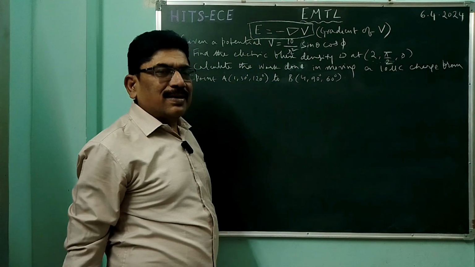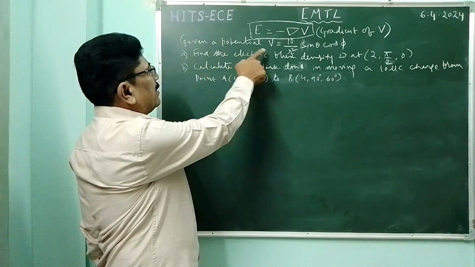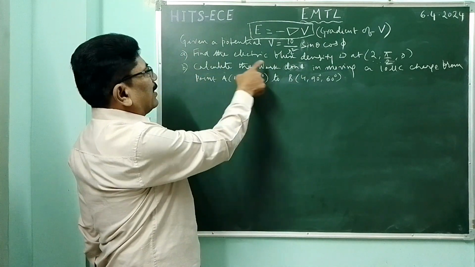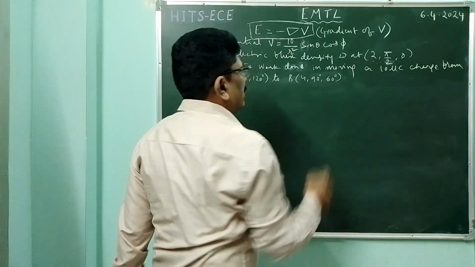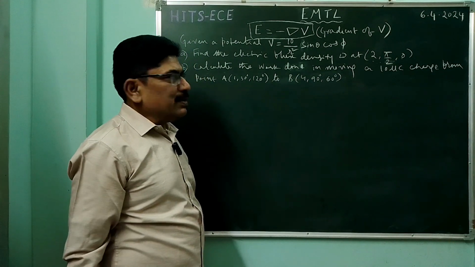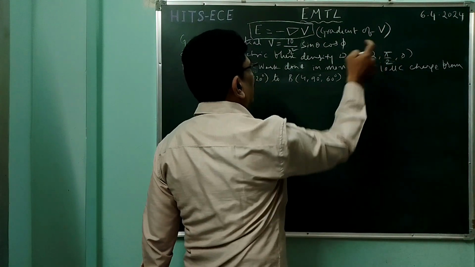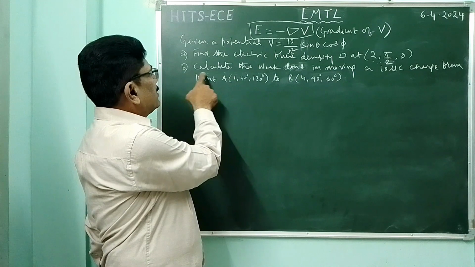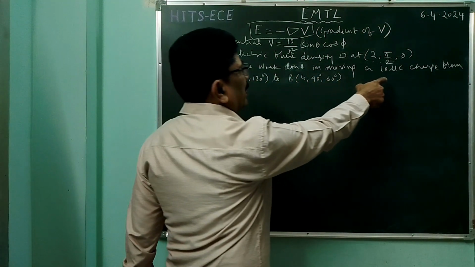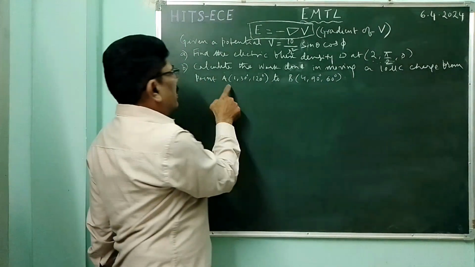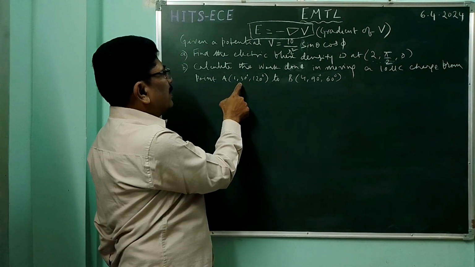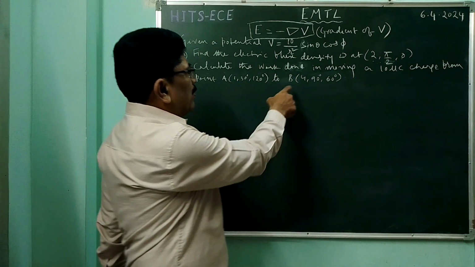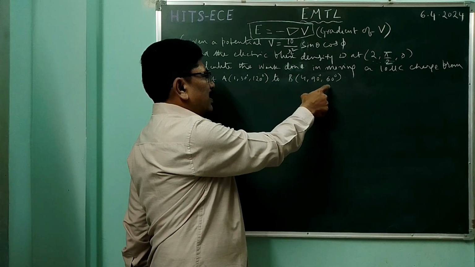E is equal to minus del V. Given a potential V is equal to 10 by r square sin theta cos phi, find the electric flux density D at the point 2, 5 by 2, 0. These are in spherical coordinates, and the expression is also given in spherical coordinates. The second bit is to calculate the work done in moving a 10 microcoulomb charge from point A to point B. A coordinates are 1, 30 degrees, 120 degrees, and B coordinates are 4, 90 degrees, 60 degrees.